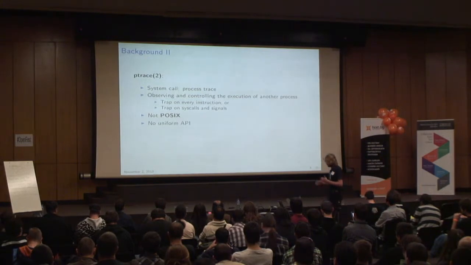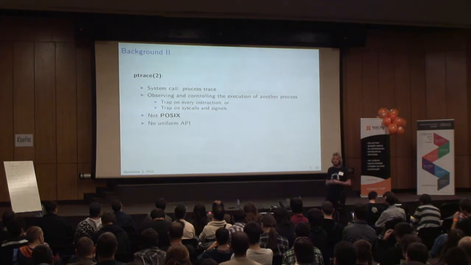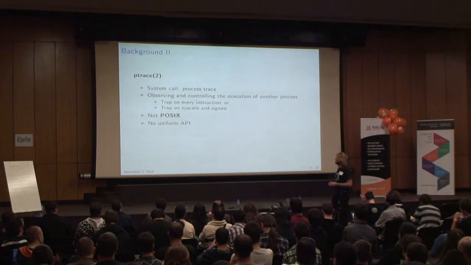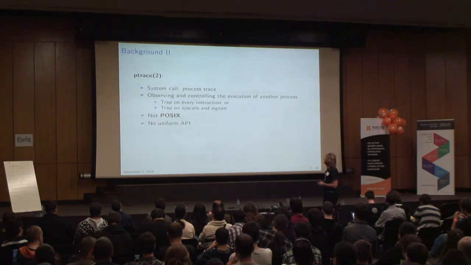So I mentioned ptrace already. It means process trace. It doesn't mean POSIX trace, which would imply that the API is sort of sane and shared, which it's not. So it doesn't mean POSIX. And as I said, it has no uniform API.